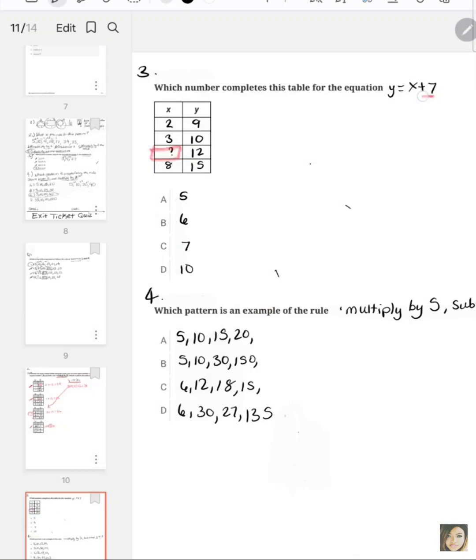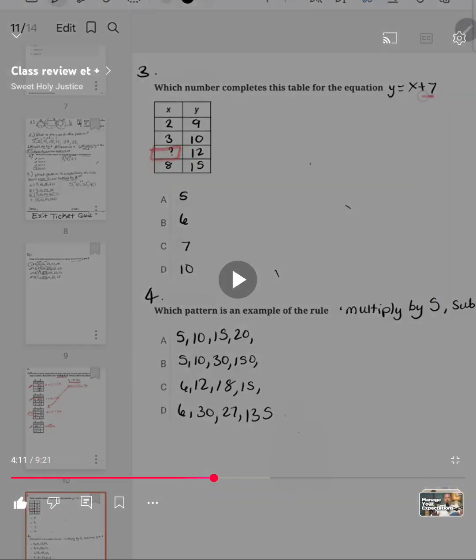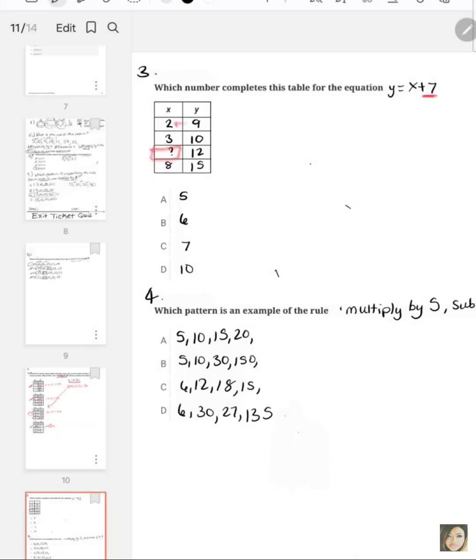For example, 2 plus 7 is 9. And then 3 plus 7 is 10. Now for the third part, they don't know. They left that number missing. But whatever it is, if you add 7 to it, it will equal 12. And then 8 plus 7 is also 15. So I can see the pattern here, following the rule.